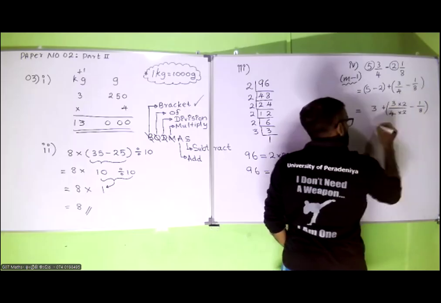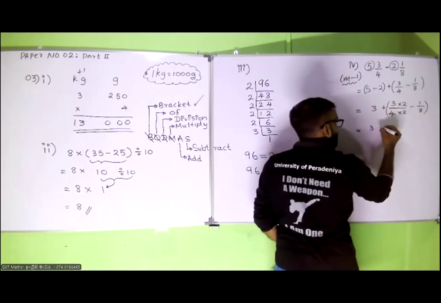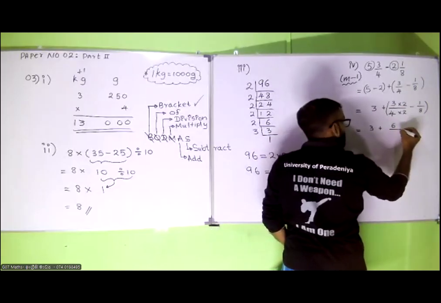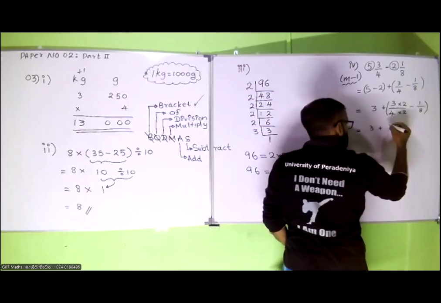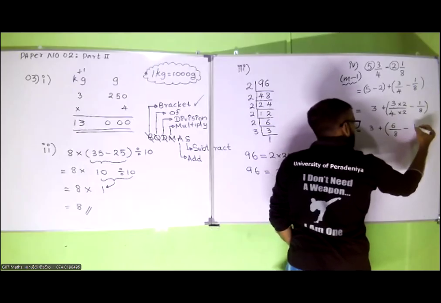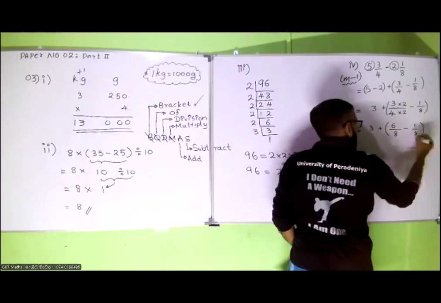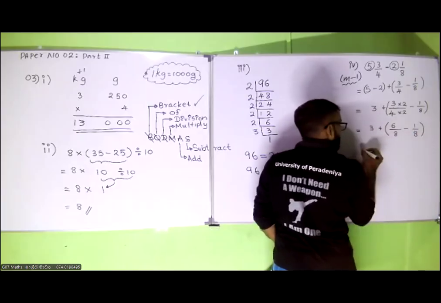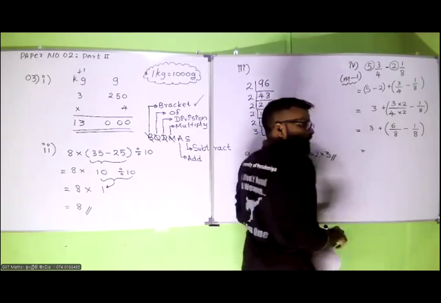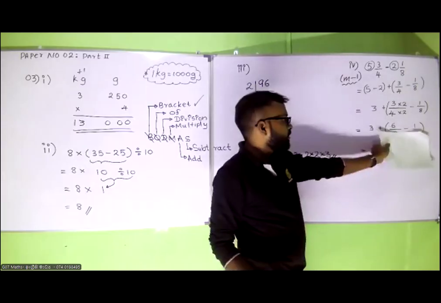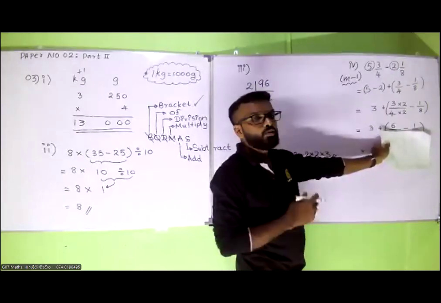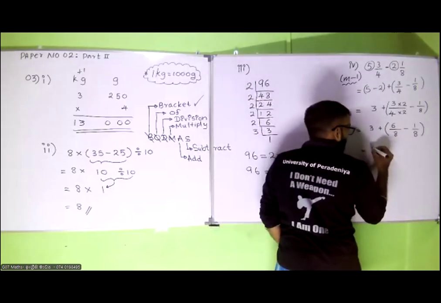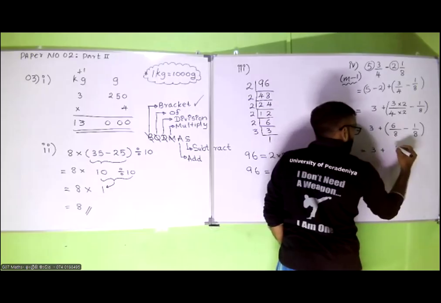Equal mark. Here we have 3 plus, now in the numerator, 3 times 2, 6, and 4 times 2, 8, minus 1 upon 8. Now what do we have? We have equal denominators. So if you have equal denominators, you can forget them and subtract the numerators. 6 minus 1, 5. That's all. So here we have 3 plus 5 upon 8.